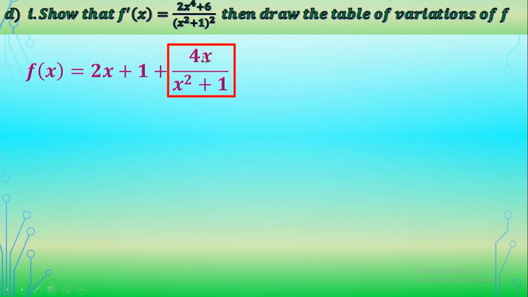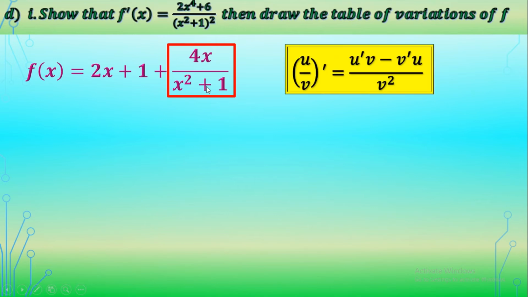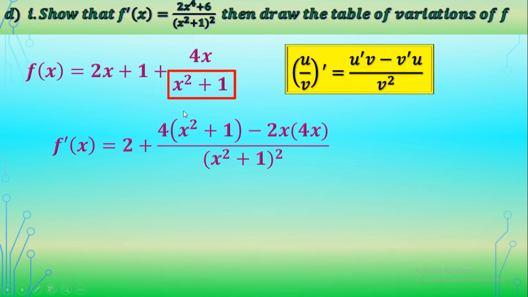If you note here, we have a fraction in this part. It's in the form of u over v. So its derivative, the derivative of u over v is u prime v minus v prime u over v squared. Well, note something, u prime, the derivative of 4x is 4 times v, which is x squared plus 1. So it's 4 into x squared plus 1 minus v prime, the derivative of x squared plus 1, which is 2x, times u, which is 4x, over v squared, x squared plus 1 all squared. Well, here we have solved the derivative of the fraction.